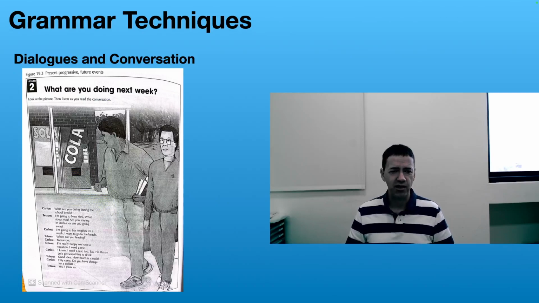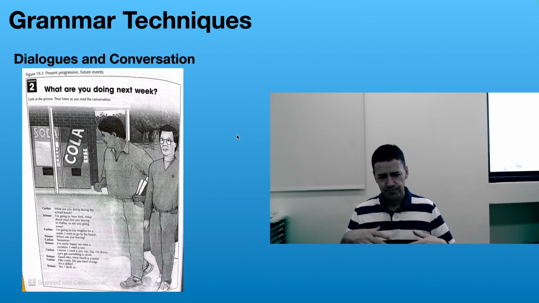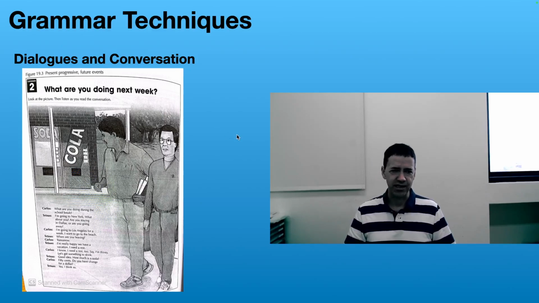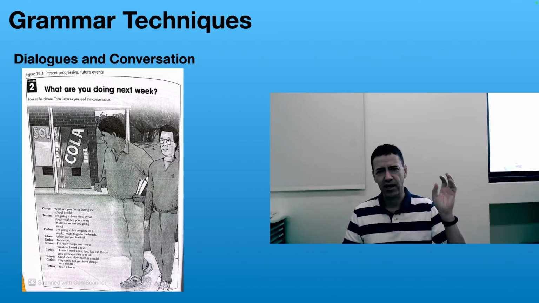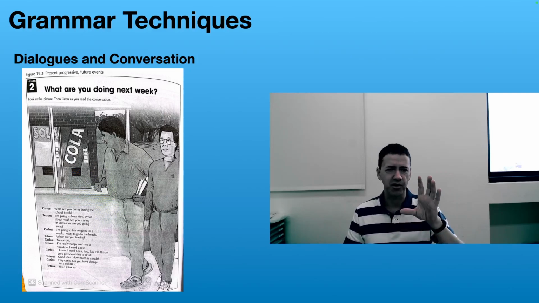Okay, second one is dialogues and conversation. It's kind of hard to read, but you see up here, this is present progressive and future events. So what are you doing next week? So we use the dialogue to teach the present progressive tense. A lot of EFL, ESL textbooks use this way. The dialogue is on the first page, and then the actual example sentence patterns are on the next page with the vocabulary. So this is a way to contextualize the grammar, right?